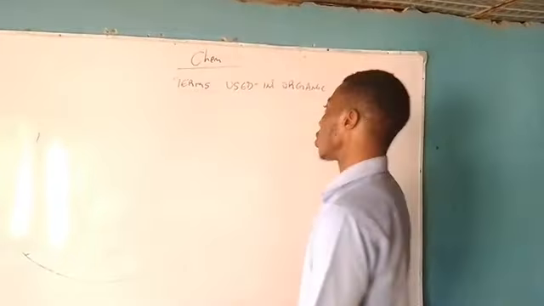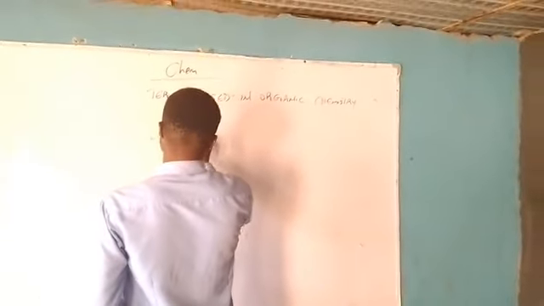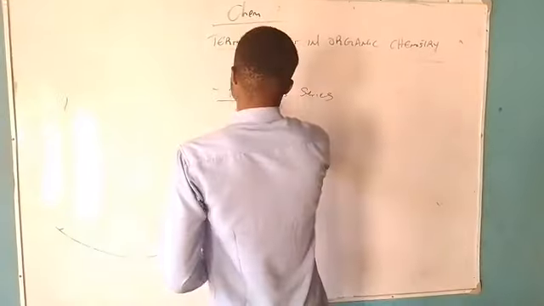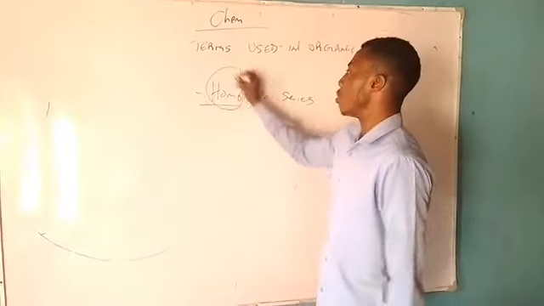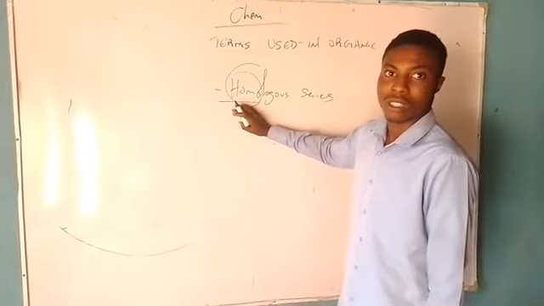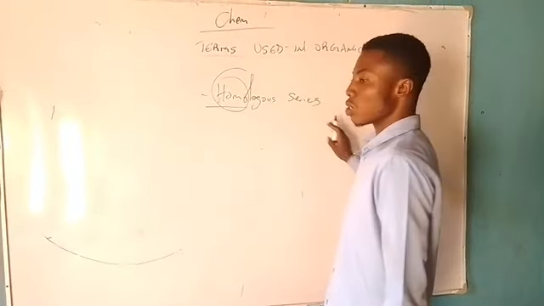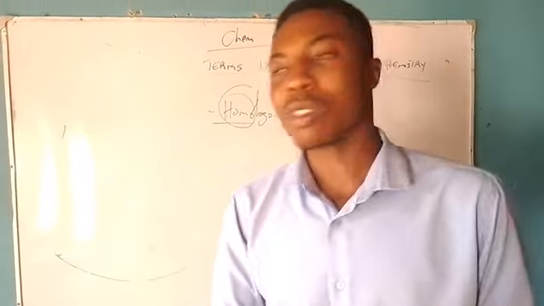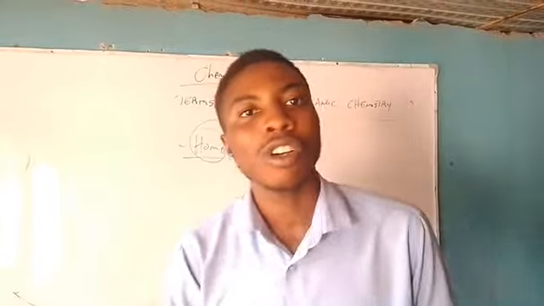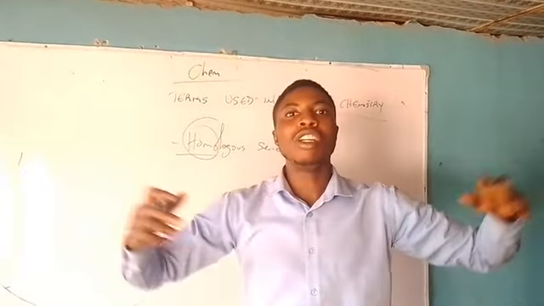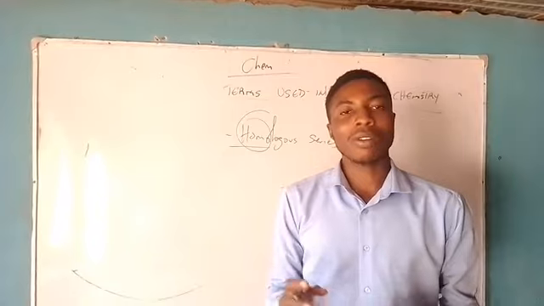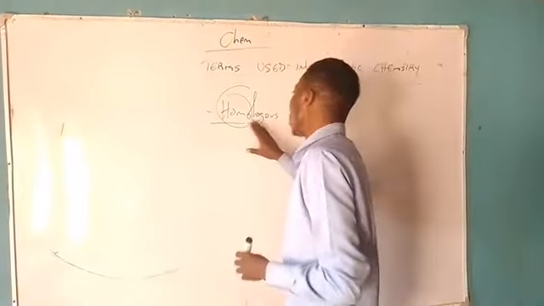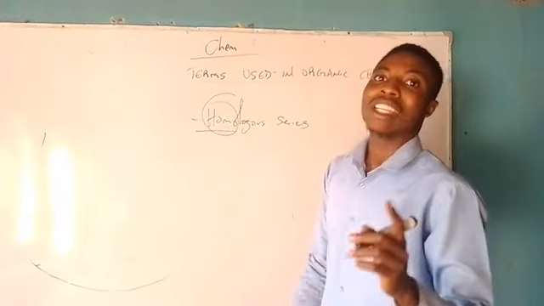So the first term is going to be homologous series. When we talk about homologous series, first of all, homo means what? One. Homo means one. Series just has to be something that follows a pattern. In this particular lesson, which is homologous series, we have a series of organic compounds. We have millions of organic compounds, and those organic compounds are grouped into families. So in this homologous series, we have to do with the family of organic compounds.